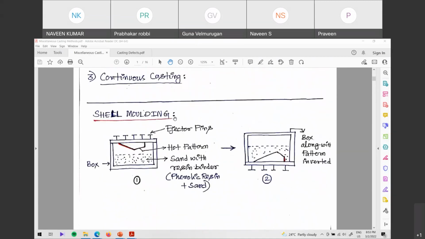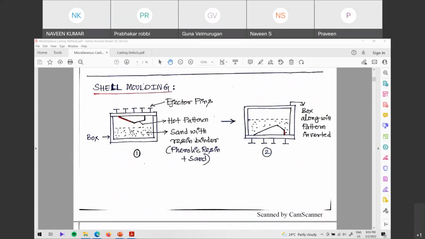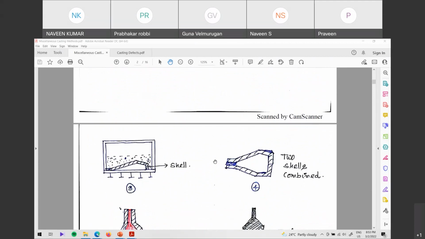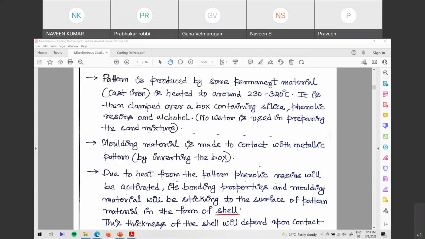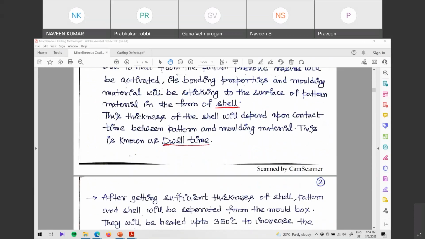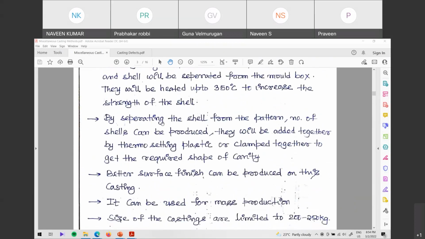And the important point that you have to remember is that here we are not using any water. Please remember, we are not using any water in this. It's only phenolic resin plus sand. Okay. And see, the pattern material is cast iron, and we are heating it to 232 to 320 degrees centigrade. No water is used in preparing the sand mixture. That is what's important. And the same thing, dwell time is the time through which you are allowing the phenolic resin plus sand to get its thickness. So the more the dwell time, the more the thickness of shell. That is what you have to identify here. And then the rest of the things are the same.